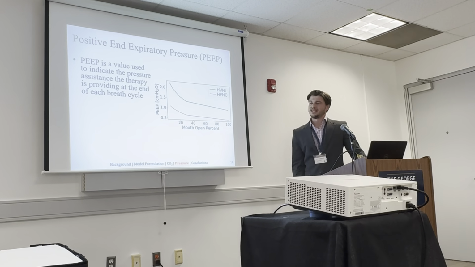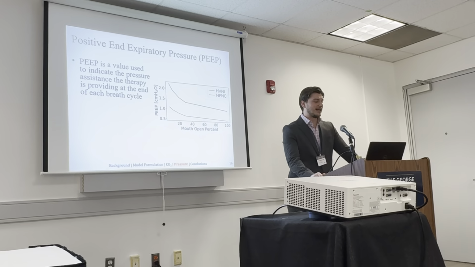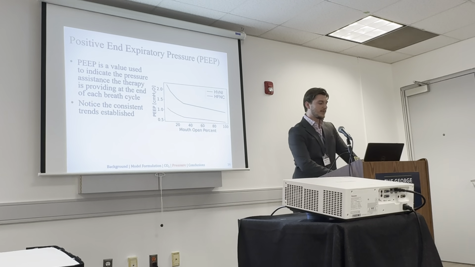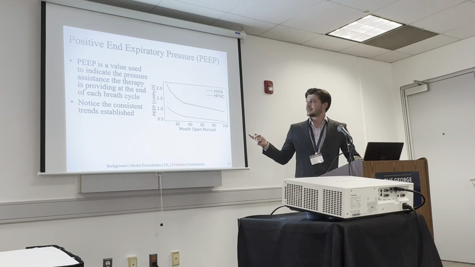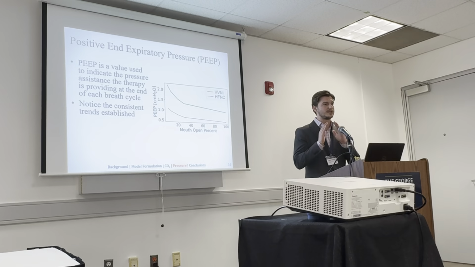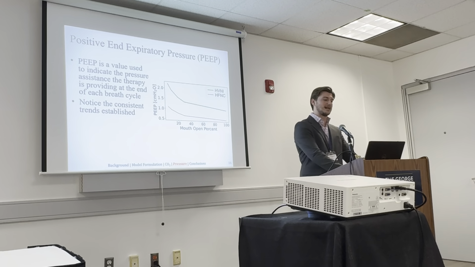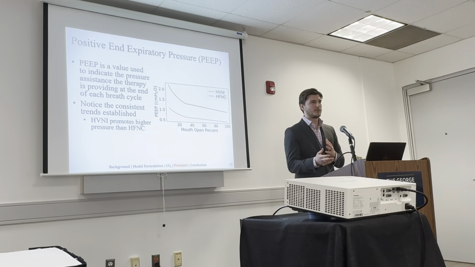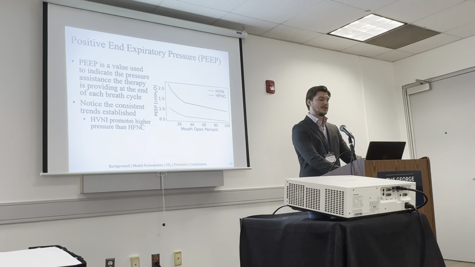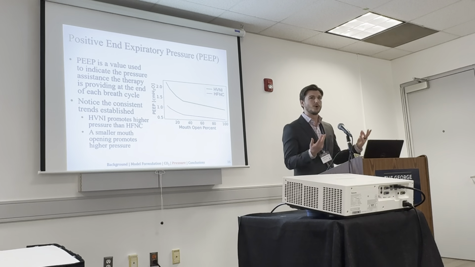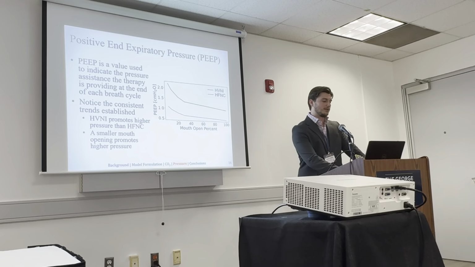So PEEP is a value used to indicate pressure at the end of each breath cycle. And there are some consistent trends established here when we take those instantaneous curves and reduce them to PEEP for HV&I and HFNC. HV&I consistently promotes higher pressures than HFNC, and also, as you would expect, smaller mouth openings promote higher pressure as well.